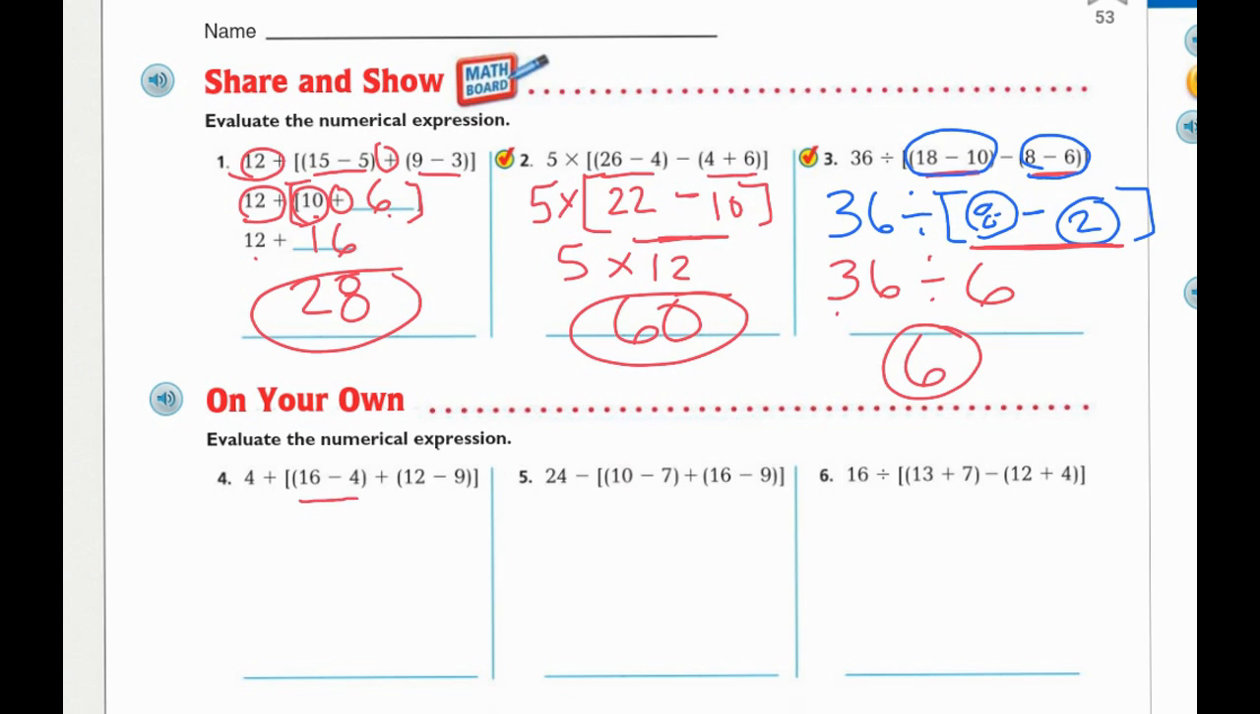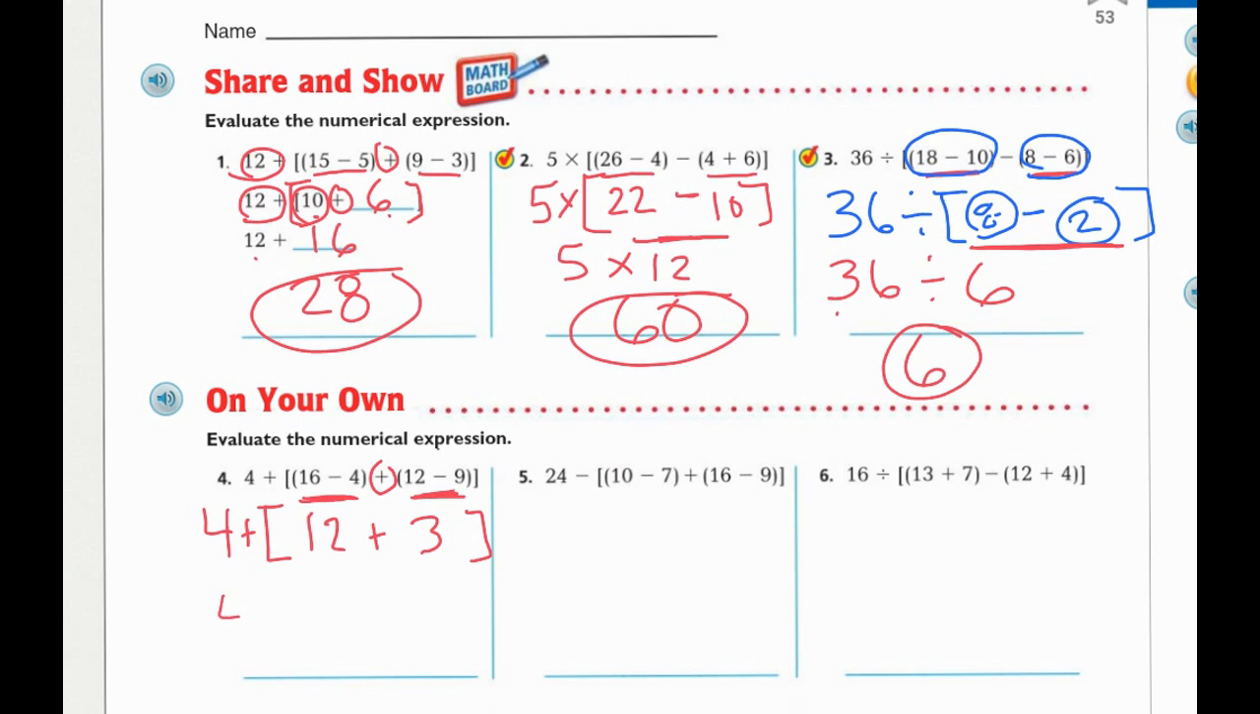So again, I have to start with what's in my brackets. I start on the innermost side. So I've got 4 plus, and I've got my bracket and my bracket, okay? And I'm going to bring down my plus sign. So I've got 16 minus 4, right, which is going to be 12. And I've got 12 minus 9, which is going to be 3.